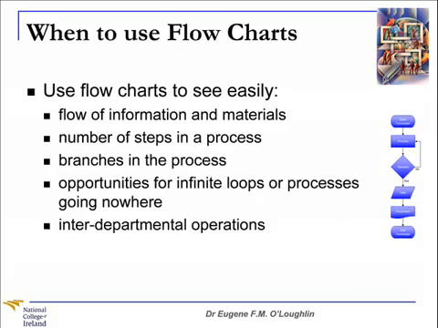So when would you use a flowchart? Flowcharts, sometimes also known as process maps, can be used in the following situations. First of all, excellent for identifying the flow of information and materials throughout a process. Next, the number of steps in a process can be identified using a simple flowchart. Branches in the process can also be identified, and you can also use flowcharts to watch out for opportunities for infinite loops or processes that go nowhere in a flowchart or in any process. And finally, if there are any interdepartmental operations, these can be identified using a basic flowchart.